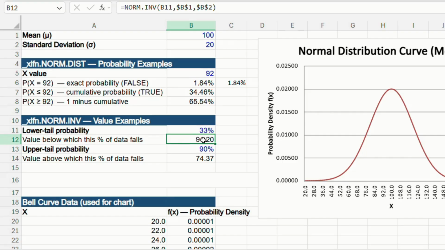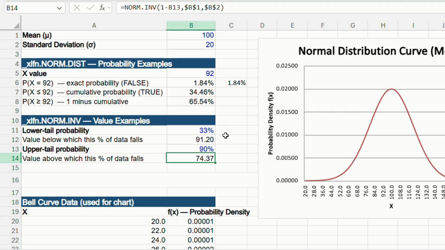Now let's try a trickier one. What score do the top 90% of the students score above? 90% of the students score above this, not less, above. So this is the same trap as before. If we just type 90% in the normal inverse formula, it gives us the value below, which is where 90% of scores fall, not above.